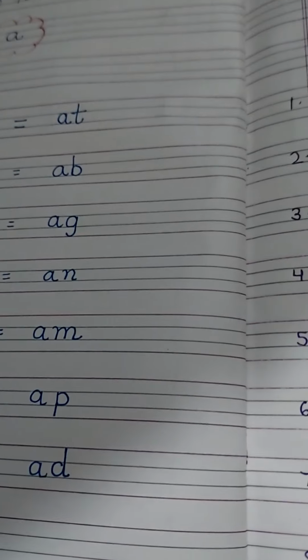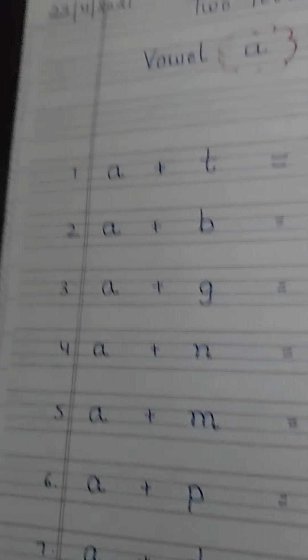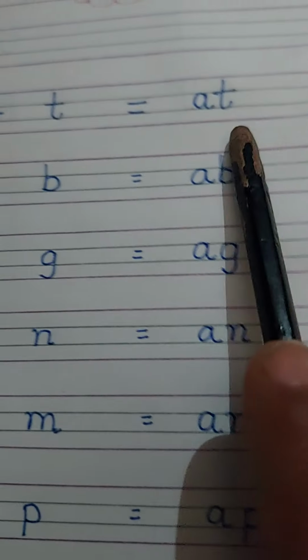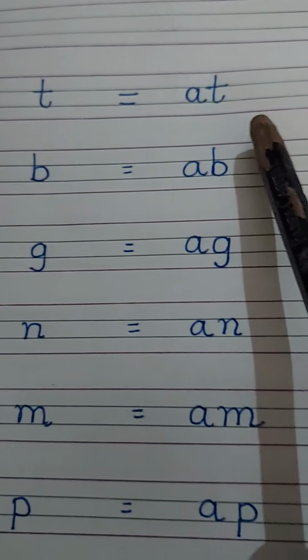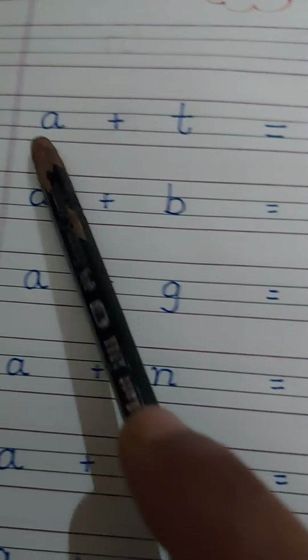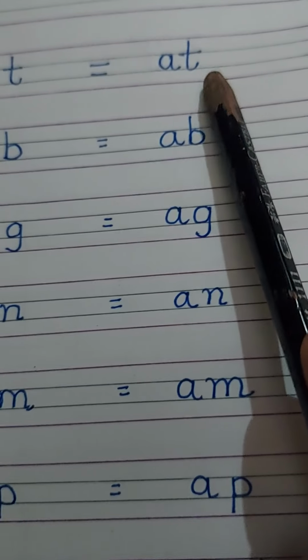Now it's time for our English class, and today we will do two-letter sound words. Okay, two-letter sound words. What is this? This is letter A. A. T. At. A. T. At.